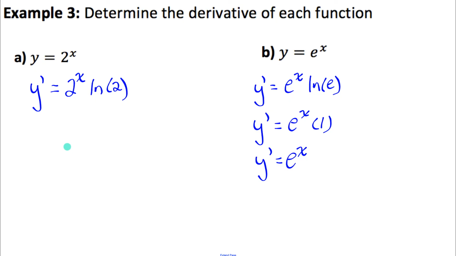Isn't that kind of cool? The y values of the e to the x function actually also tell you its own slope. So the function tells its own slope. Kind of a cool thing to think about.